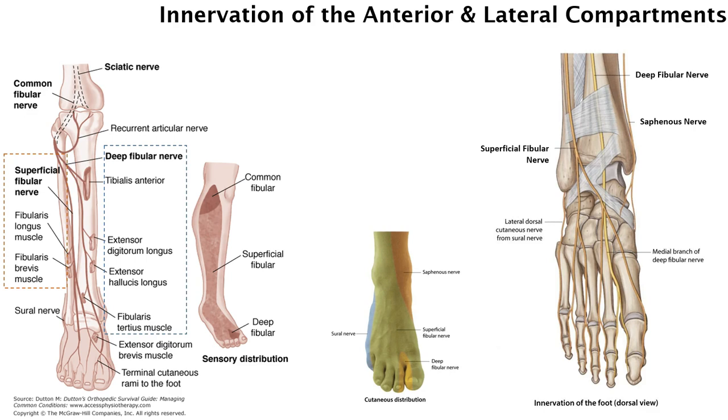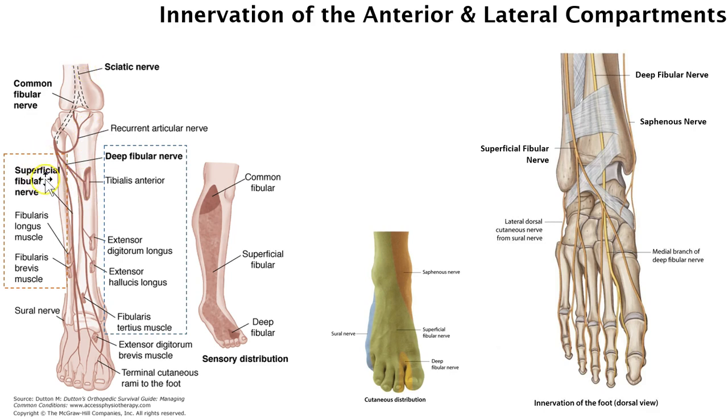Recall that the common fibular nerve that we saw in the popliteal fossa courses around the fibular head. Right after it courses around the fibular head, it splits into the superficial fibular nerve and the deep fibular nerve. The superficial fibular nerve serves the lateral compartment, and the deep fibular nerve serves the anterior compartment.